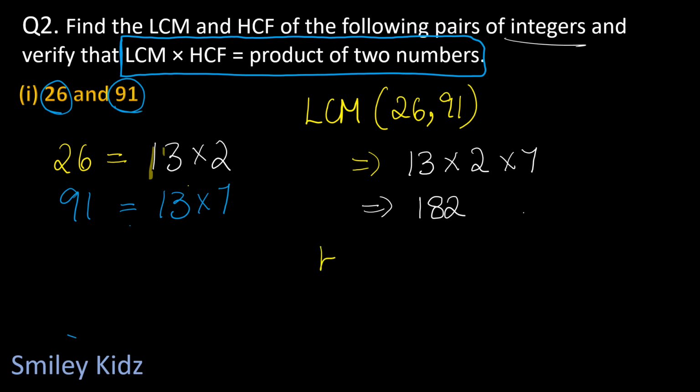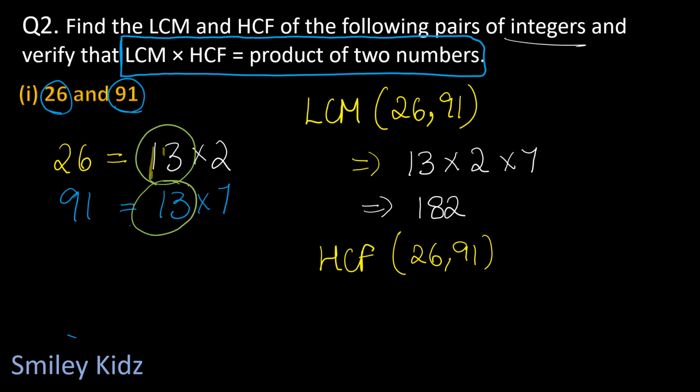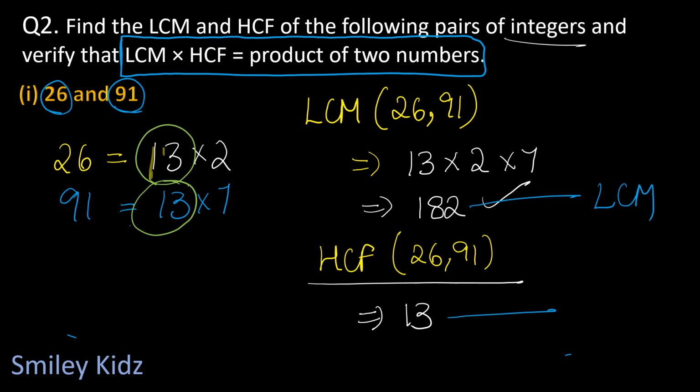Then we have HCF of 26 and 91. What is HCF? Come on. HCF is a product of the lowest powers of the common factors, in fact. Now we observe that the common factor in both the cases is 13. So what is the LCM of 26 and 91? We got it as 182. And what will be the HCF of 26 and 91? It will be equal to 13. Now 182 is the LCM and 13 is the HCF of 26 and 91.